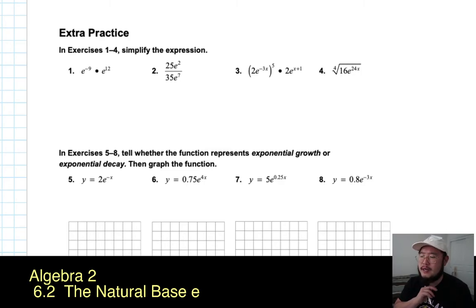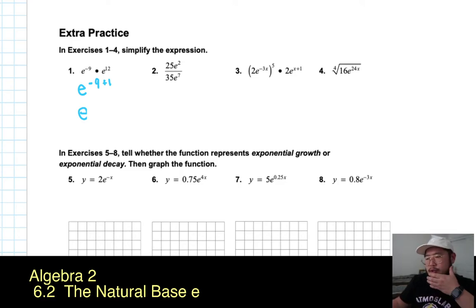Well, right here on number one, we have e to the negative 9 power times e to the 12th power. When you're multiplying and the bases are the same, don't forget, you are going to be adding the powers together. So I have right here e to the negative 9 plus 12. Go ahead, write that down, and then we can get our answer. Negative 9 plus 12 happens to be 3. So this ends up equaling e to the 3rd power in number 1. Okay, taking a look at number 2.